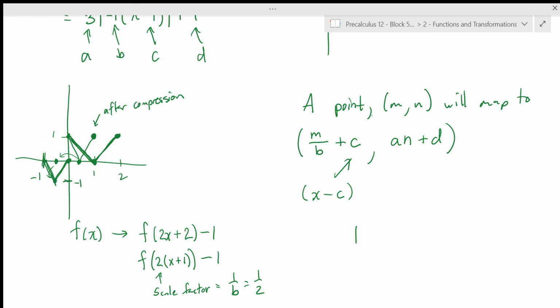For that, we can just plug into the formula. For this example, we have b equals 2. Remember it's x minus c, so our c here is equal to negative 1, and our d is also equal to negative 1. I will leave it as an exercise if you want to confirm that the points I've calculated are correct given our starting points.